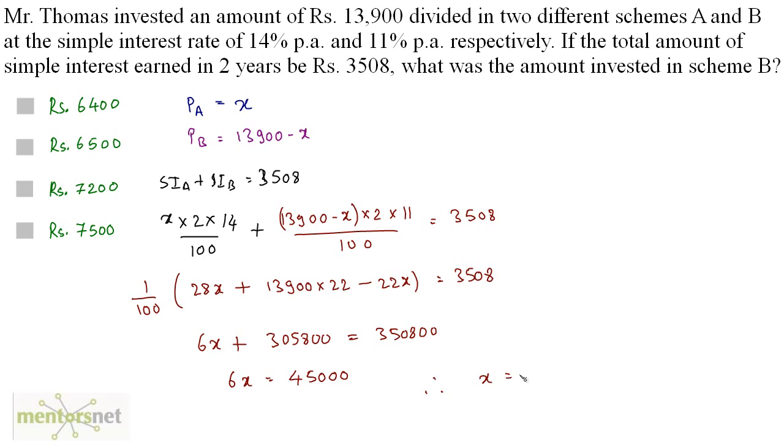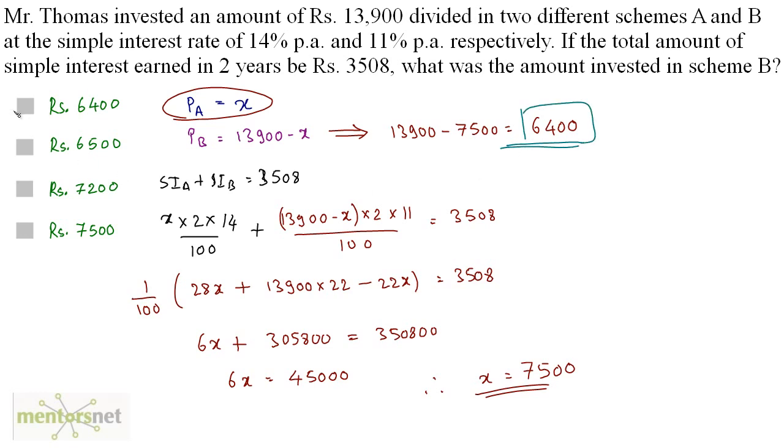So therefore x is equal to 45,000 divided by 6, and that is 7,500. So we have found out x, that is the amount invested in scheme A. What is the amount invested in scheme B? That's 13,900 minus x, so minus 7,500, and that is equal to 6,400. So we have found out our answer, that 6,400, that is the amount invested in scheme B. So option A is the correct answer.